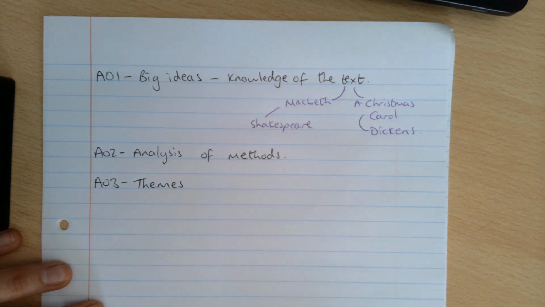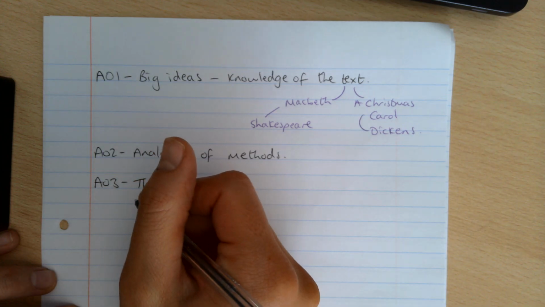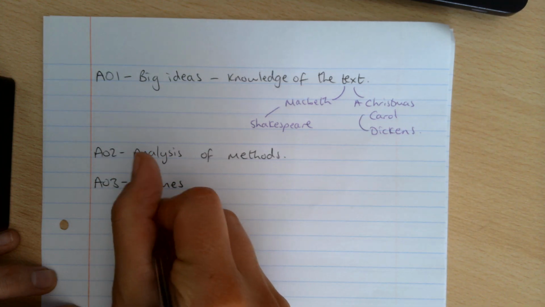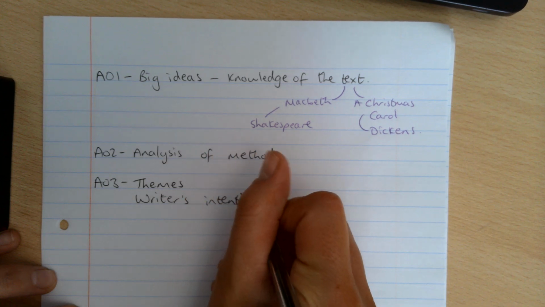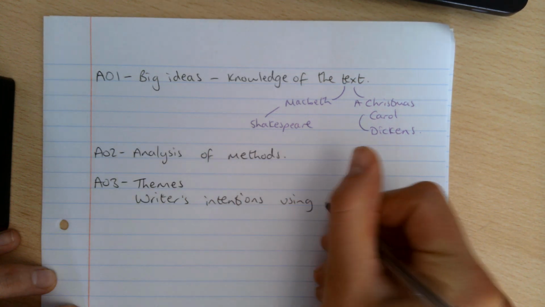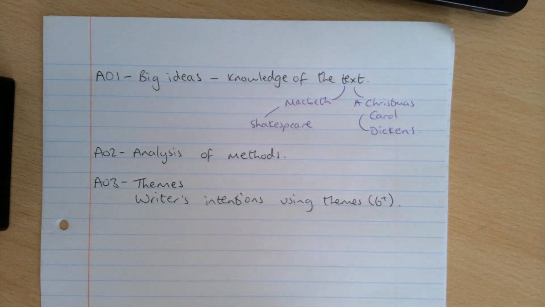And then for those of you that are aiming to get into that grade 6 and above, we need to go beyond just talking about the themes that are in the text, but we also need to use the themes to talk about the writer's intentions. So I'll put there as a little reminder that that's a 6+ there. Okay.